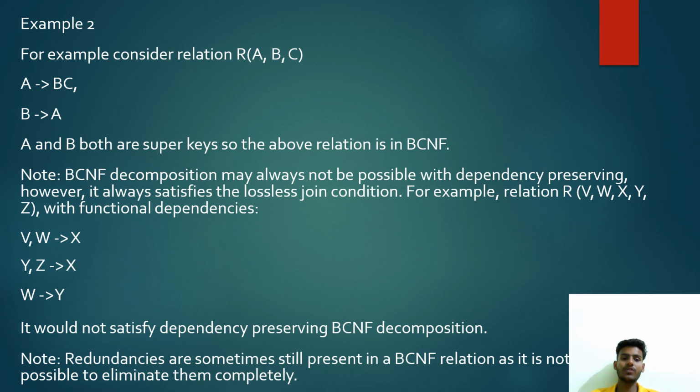This is example 2. For example, consider relation R of A, B, C, where A determines B, C and B determines A. A and B are both super keys, so the relation is in BCNF. Note: BCNF decomposition may not always be possible with dependency preservation, however, it always satisfies the lossless join condition. For example, relation R of W, X, Y, Z with functional dependencies. Let's move to the next slide.